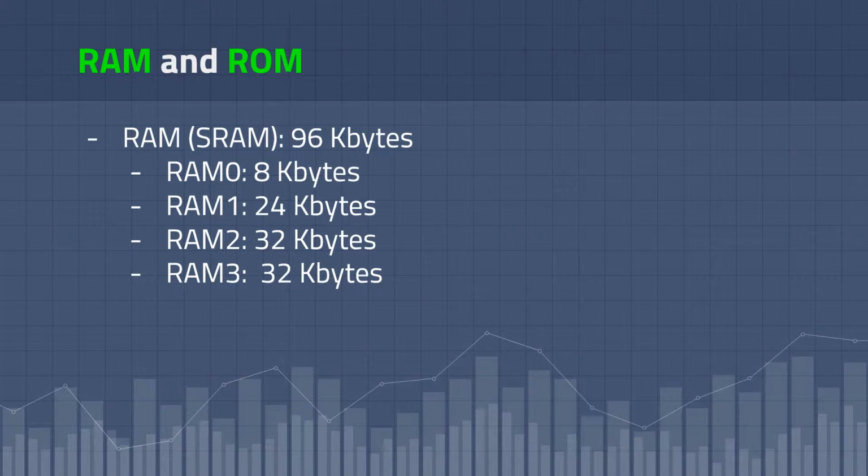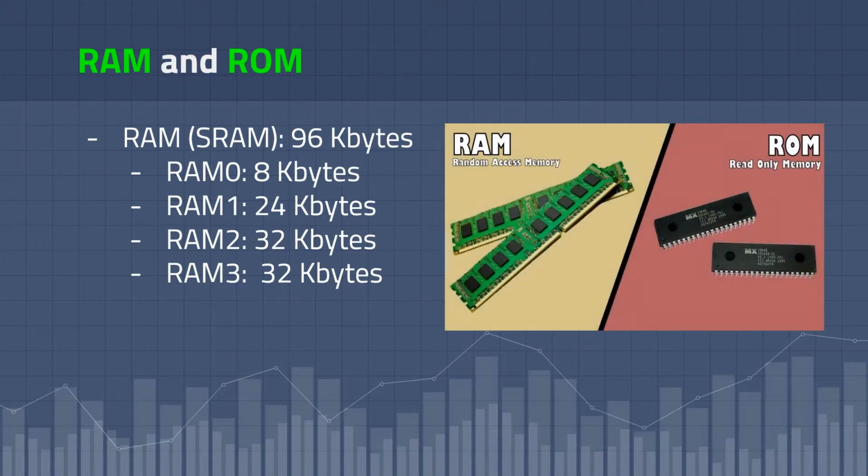RAM 0 contains 8 kilobytes of RAM. RAM 1 contains 24 kilobytes of RAM. RAM 2 contains 32 kilobytes of RAM. RAM 3 contains 32 kilobytes of RAM as well. Any attempts to read or write to RAM requires at least 2 system clock cycles.